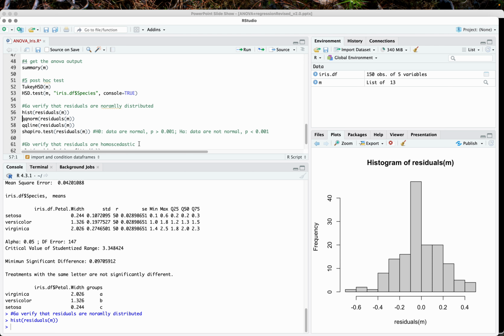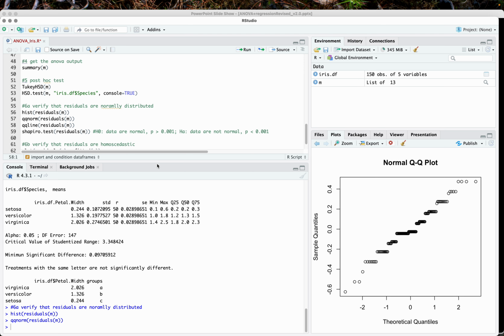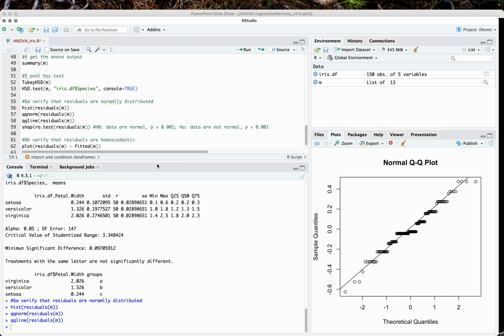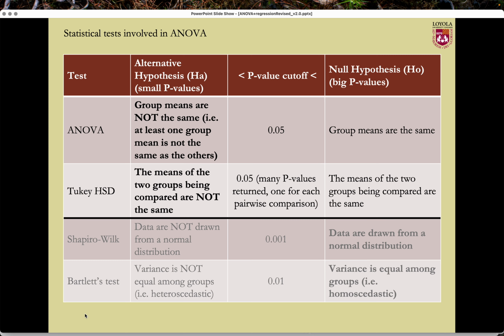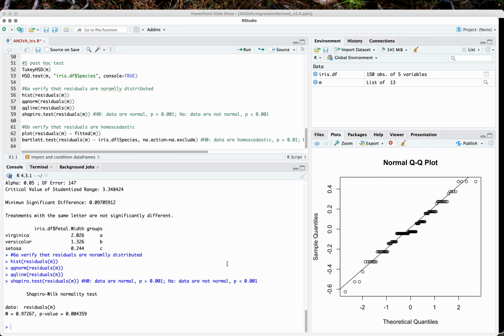Here's the histogram. It's normal-ish. QQ norm and QQ line. That's pretty normal-ish. They're falling on the line. And then Shapiro. Okay, Shapiro passes. Remember, with Shapiro we draw that line at 0.001, and we're bigger than that, so we're going to conclude that the data were drawn from a normal distribution. So far, so good. You're like, why am I watching this video about transformations?